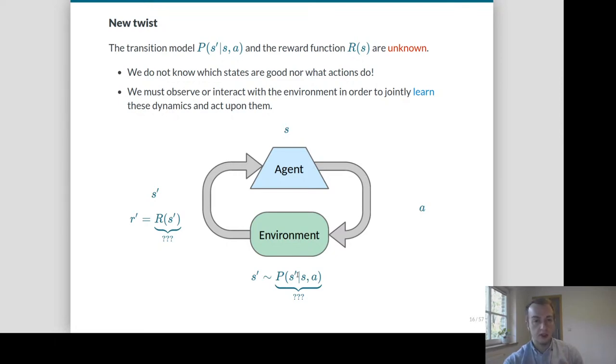And so that means now we'll have to observe and interact with the environment in order to jointly learn these dynamics and then act upon them, right? So we'll still have the same loop. We'll be in a state that the agent knows, then the agent will have to take some actions, right? And then the next state S prime will still be sampled from a transition model, except that this transition model will be unknown, right? But we'll still take this action and it will result in some new state S prime. This new state S prime will then be given to the agent together with an associated reward R prime, but we will not know how this reward was computed in the first place.